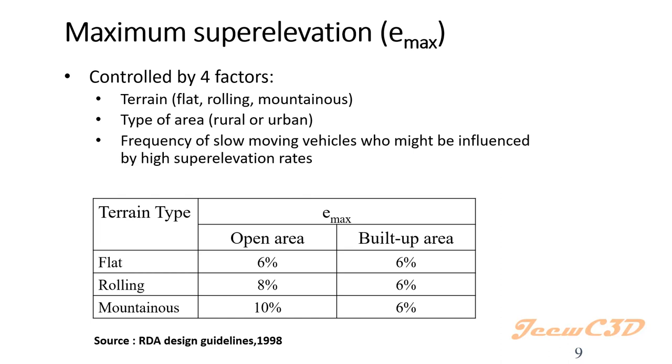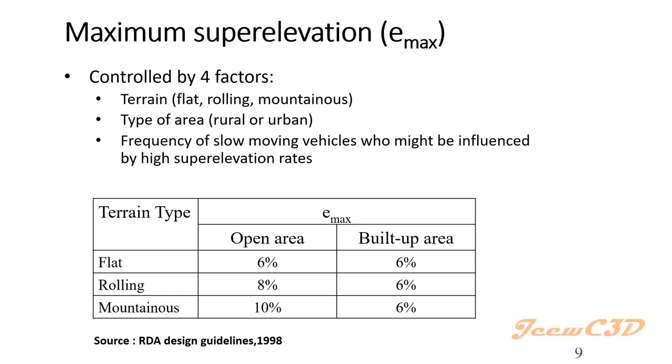So now we will look at what is the maximum super elevation. You cannot have as much super elevation as you like, because inclination of the road depends on several factors. What are these factors? One thing is terrain. Terrain means what kind of natural ground behavior you have in this area. If it is a flat terrain, that means you have a flat area, you don't have high variation of the road, so you call it a flat terrain. If it is a rolling terrain, you have flat as well as some mountainous type high sections in the road.